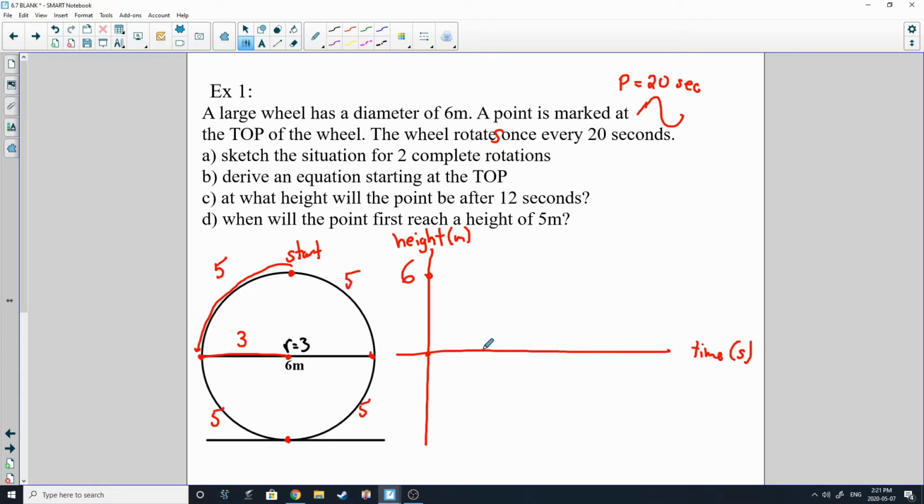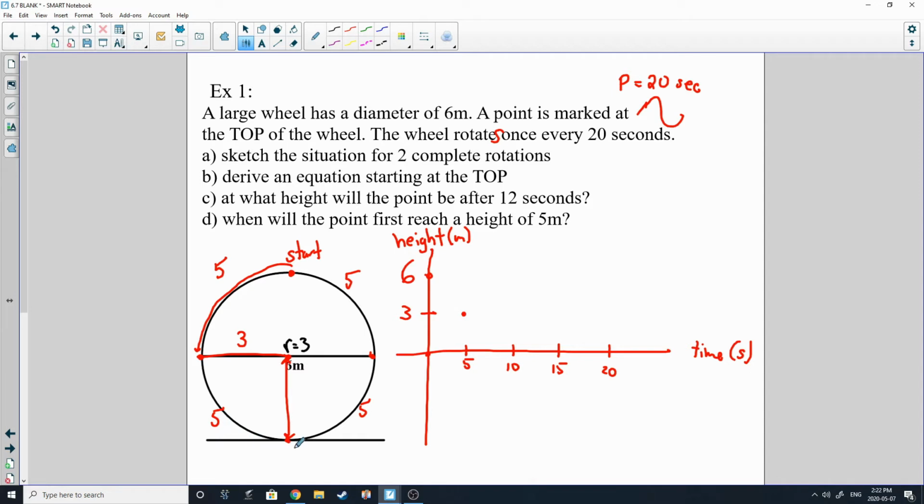So basically down here I can go 5, 10, 15, 20, and maybe just sort of label them if you can. 5, 10, 15, 20. So at 0 seconds, I was at 6 meters. Now I rotate for 5 seconds, and now what am I? Oh, I'm 3 meters off the ground. So we can go ahead and label this as 3. So at 5 seconds, we're down here.